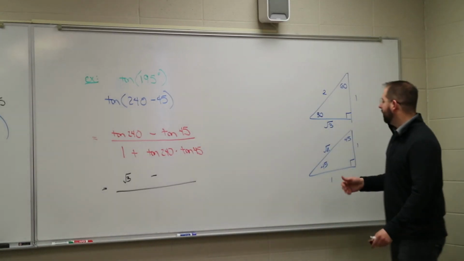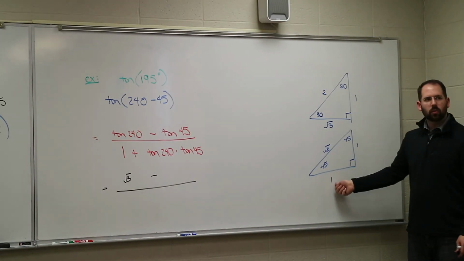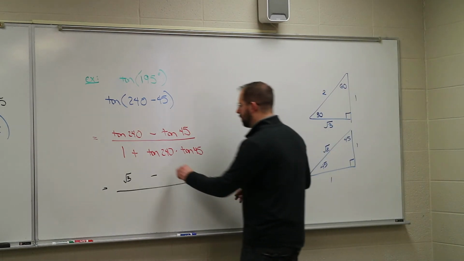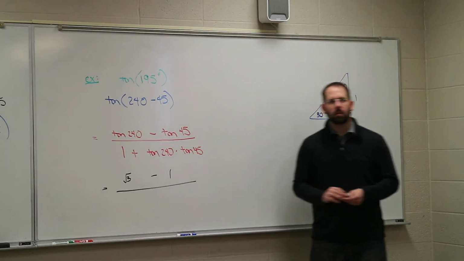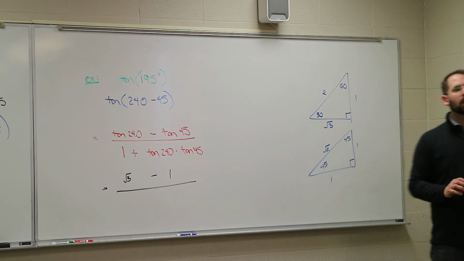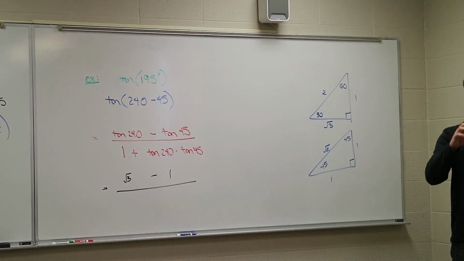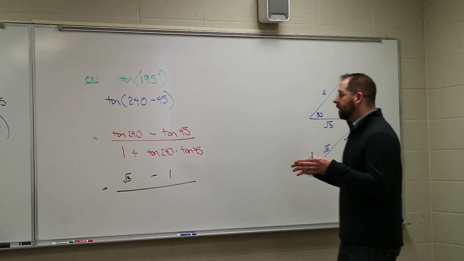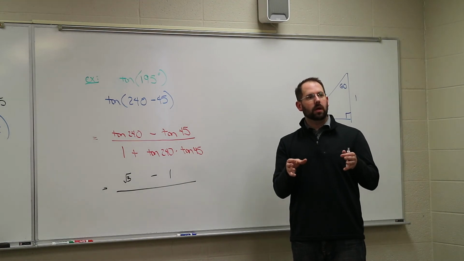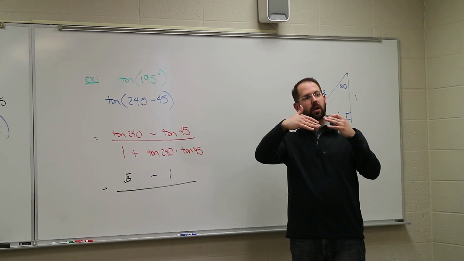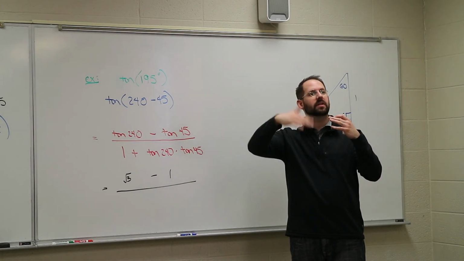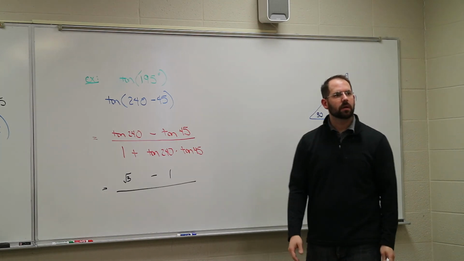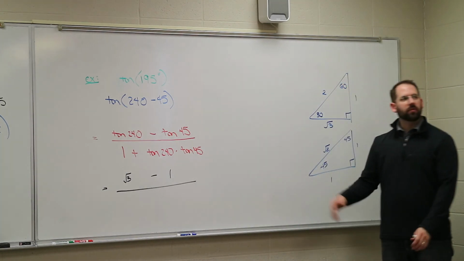Tangent of 45, opposite over adjacent. Well, that's going to be 1. Wait, can you tell me how you got the tangent of 240 again? Tangent of 240. The 240 itself is a 60-degree angle, because if you're in the third quadrant of 240, you subtract it back to 180, and it's 60 degrees. So then you just rattle off tangent of 60. Okay, but again, it's root 3 over 1.